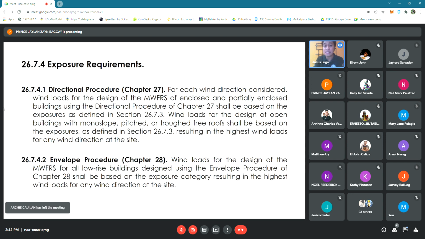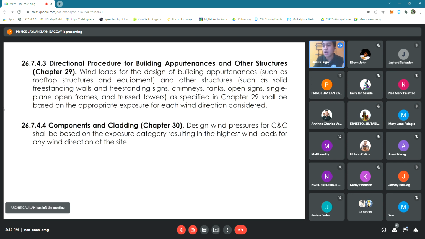Now in the next slide in here, it says naman for the directional procedure for building appurtenances, yung ating exposure will depend on the appropriate exposure for each wind direction considered. Okay, so yung first 2 kanina, regardless of the direction, you have to choose kung ano yung magandang exposure. So sa first procedure, directional, yung section 26.7.3 yung gagamitin.